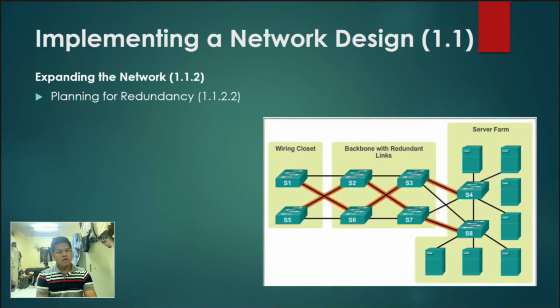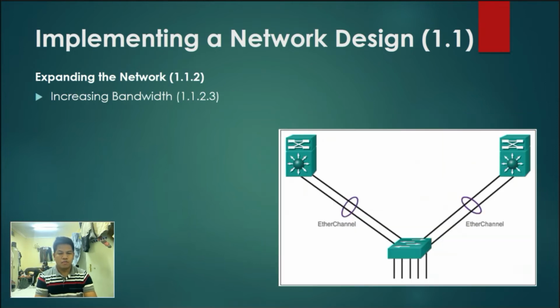Planning for redundancy is a critical design feature for most company networks. Redundancy is the most important part of network design for preventing disruption of network services by minimizing the possibility of a single point of failure. Another method of implementing redundancy is using redundant paths, as shown in these figures.